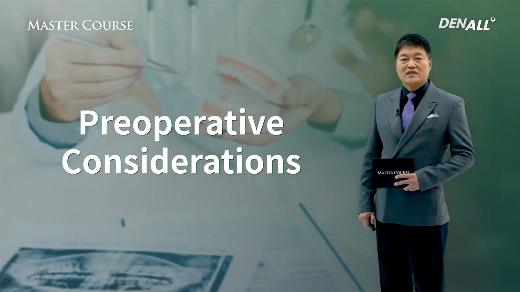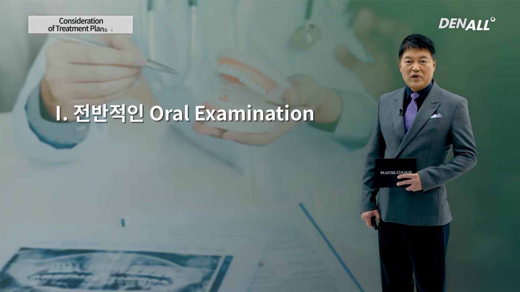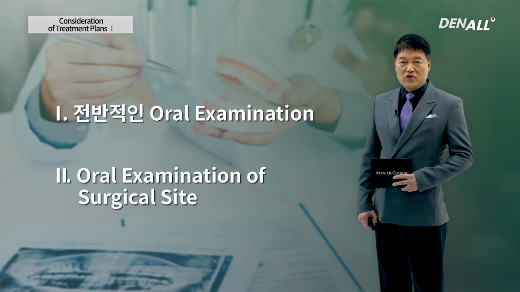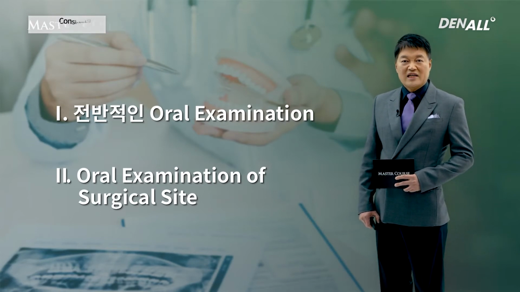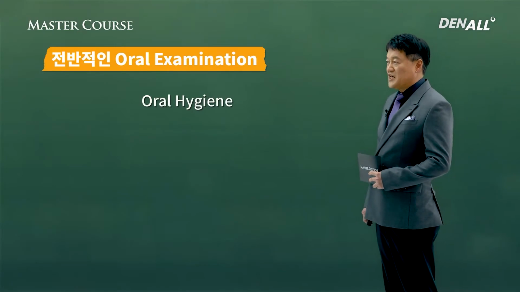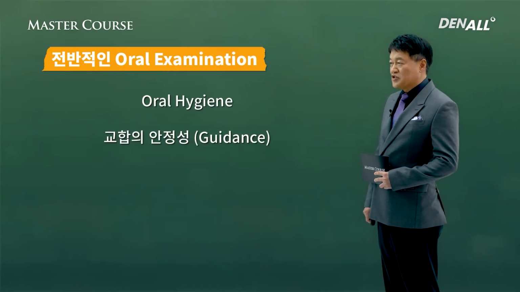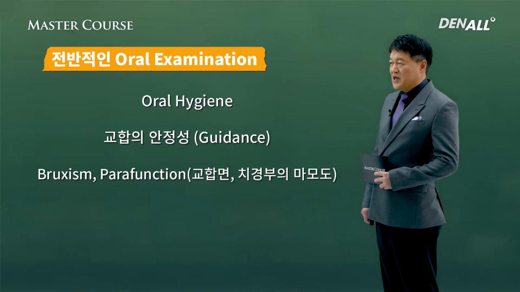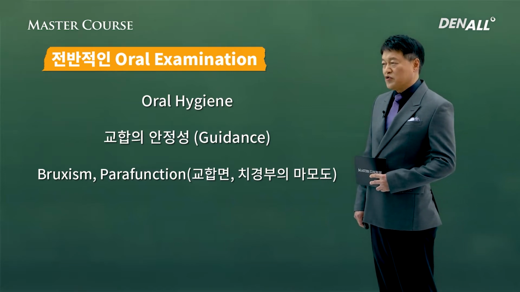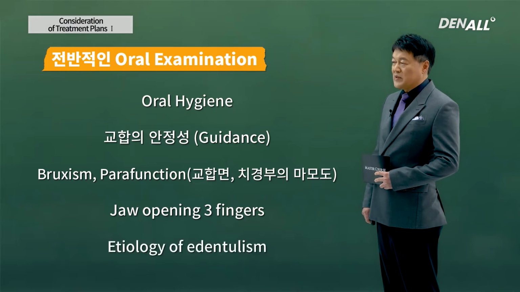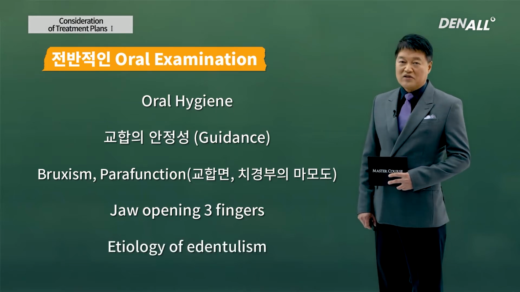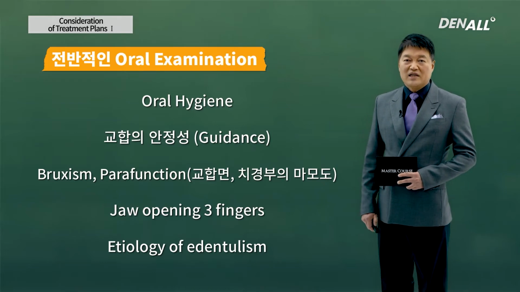First, preoperative considerations. First, general oral examination, and second, oral examination at the surgical site. Let's look at items to be checked during a general oral examination. The first is oral hygiene. The second is the stability of occlusion. And third is whether there is parafunction. The wear of the occlusal surface needs to be evaluated. Fourth, for adequate surgery, you need to check whether mouth opening can be done adequately. We can test with 3-finger test. Finally, it is necessary to know the cause of extraction.